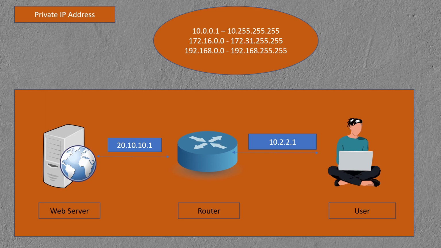Consider the scenario where a web server responds to a request by sending the data to a router. The web server will send data to the router's public IP address, that is 20.10.10.1. Now when the router receives this data, it converts its public IP to a private IP, that is 10.2.2.1, which is the user's IP address. So the router converts public IP to private IP through a process called NAT, Network Address Translation.